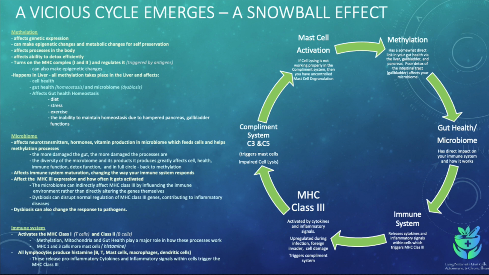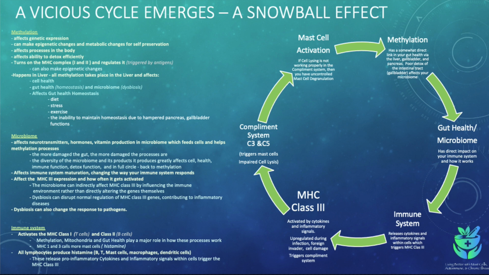Let me repeat that for the kids in the class. MHC 1 and 3 calls for more mast cells. Methylation governs it, microbiome governs it, the complement system and the major histocompatibility complex all go together.